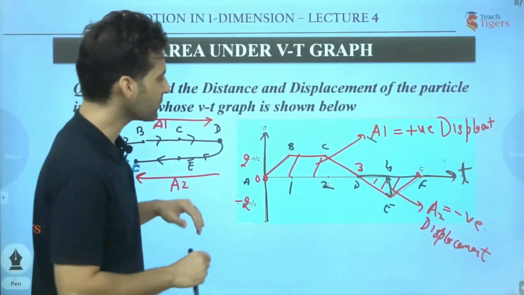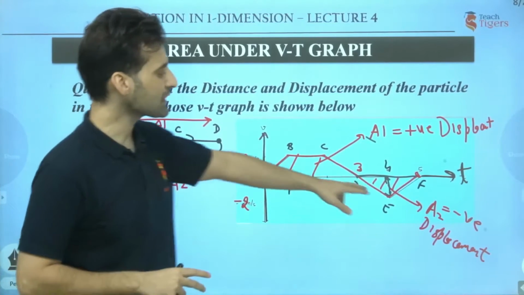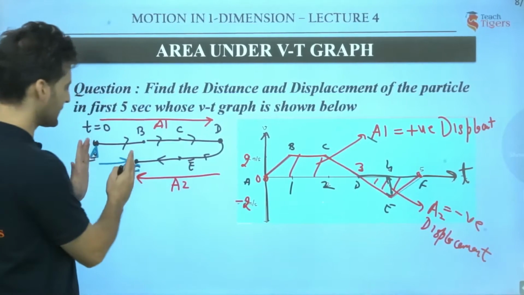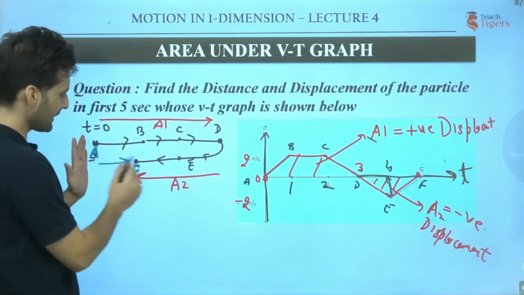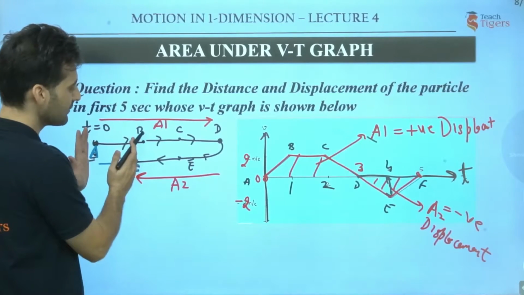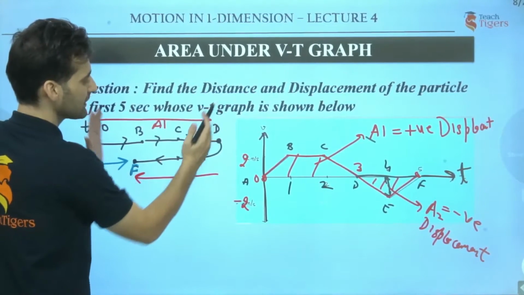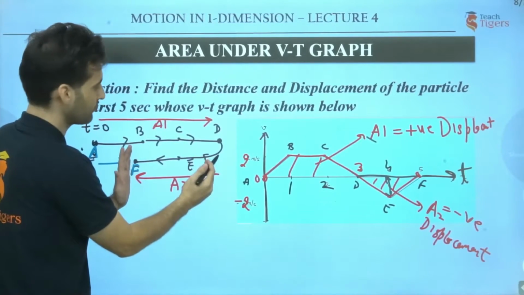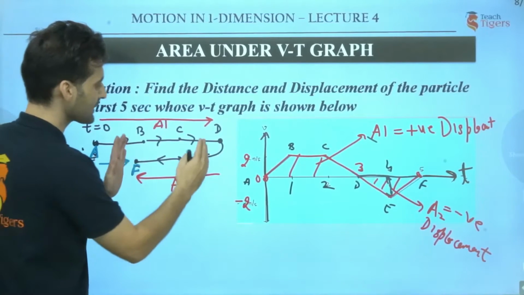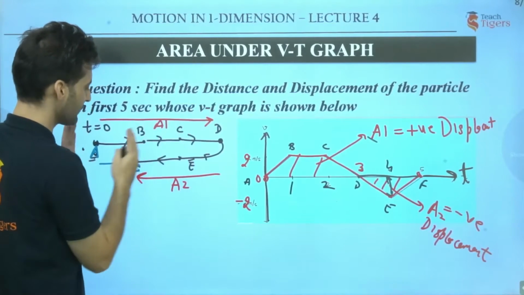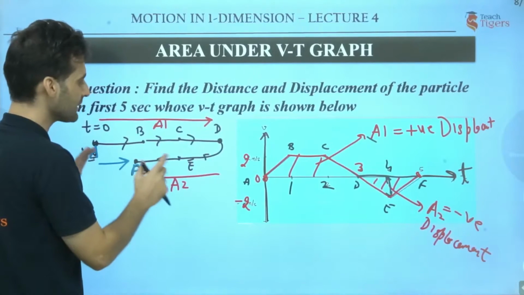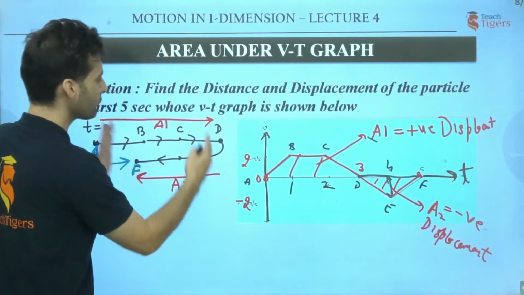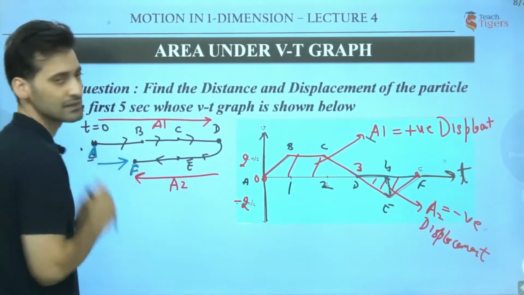And moreover, if I want to calculate displacement, I will have to subtract these areas. See, for displacement I need this much length, which will be equal to this length subtracted from this length, so I will get this length. Got it? So that means I will have to subtract A2 from A1, and I will get the displacement.